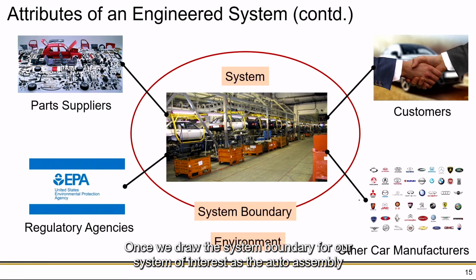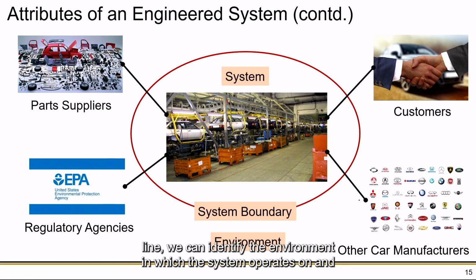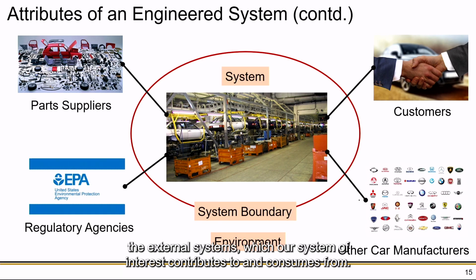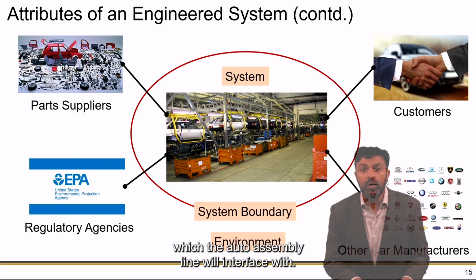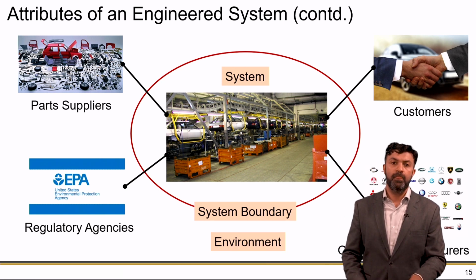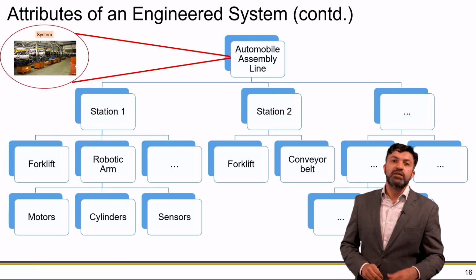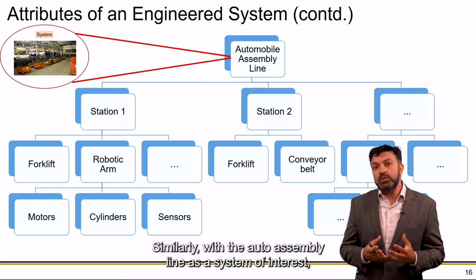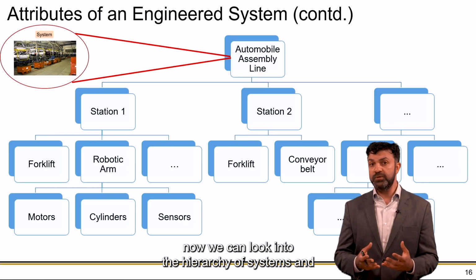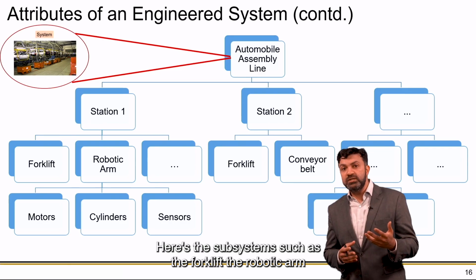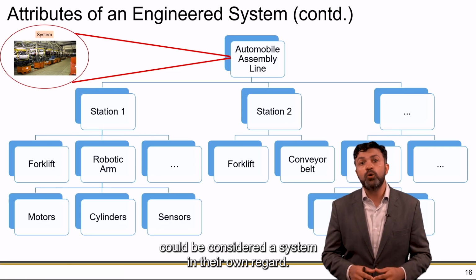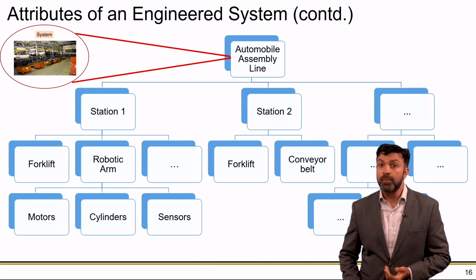Once we draw the system boundary for our system of interest as the auto assembly line, we can identify the environment in which the system operates and external systems which our system of interest contributes to and consumes from. This slide here shows some potential external systems which the auto assembly line will interface with. Similarly, with the auto assembly line as a system of interest, now we can look into the hierarchy of systems and identify different subsystems which form the auto assembly line. Here, these subsystems, such as the forklift and the robotic arm, could be considered as systems in their own regard.